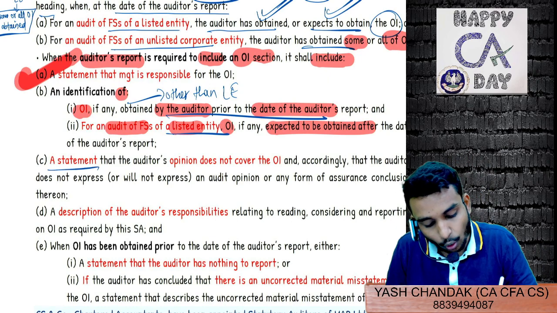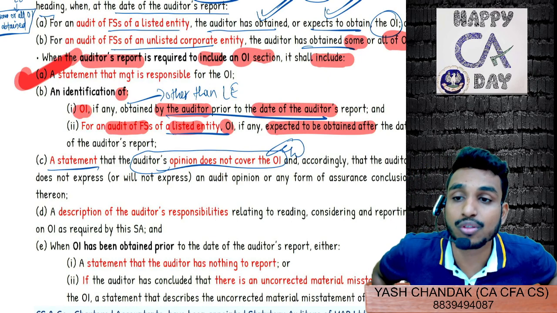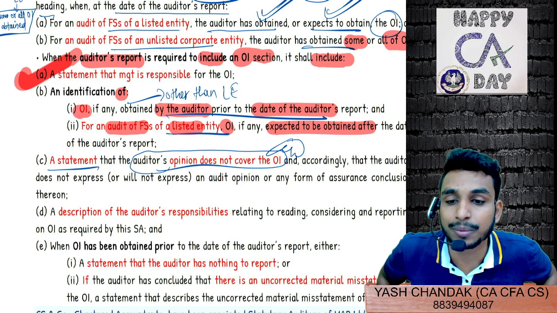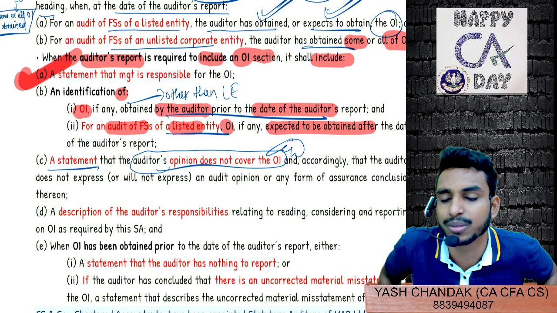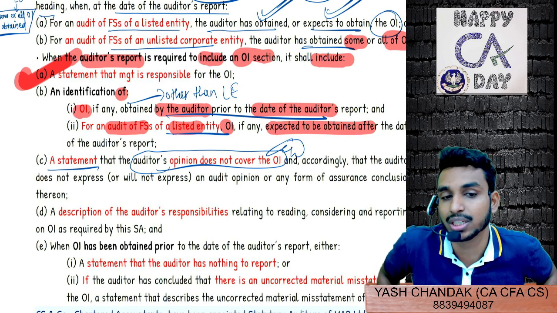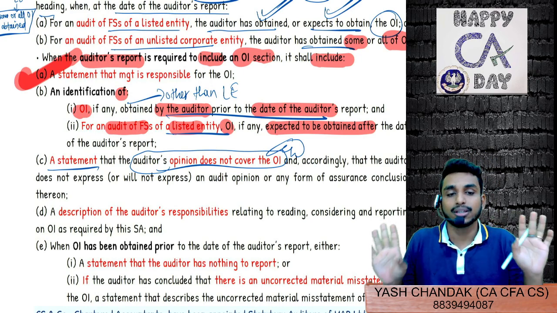And a statement that auditor's opinion does not cover OI. Okay, Sagar? An auditor's opinion does not cover OI. You don't have to obtain any SAI with respect to any information, number of subscribers or any other information. You don't have to do the audit. You don't have to express your opinion. Your responsibility is to read and understand the OI.